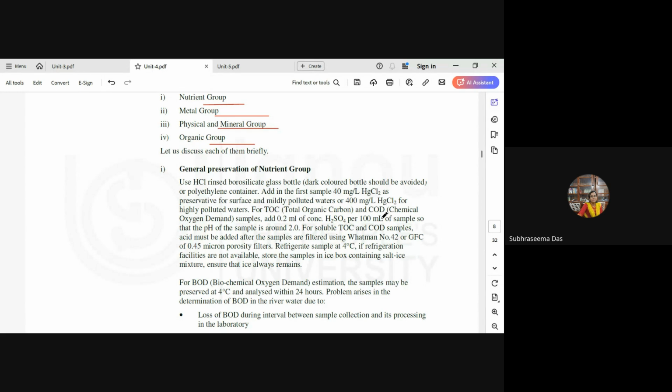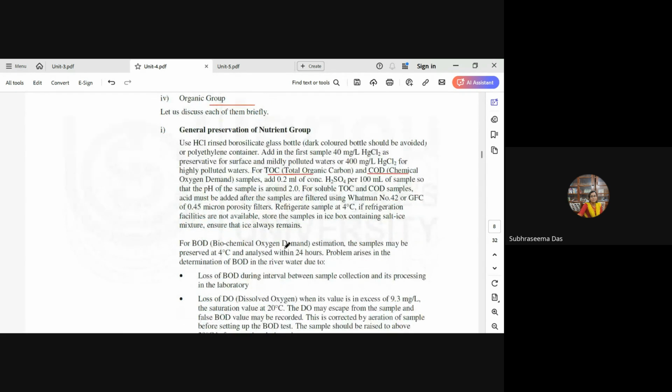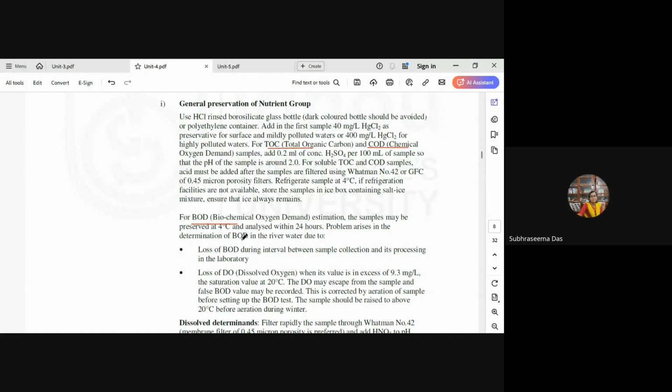For this purpose, we use dark colored, HCl-rinsed borosilicate glass bottles, and these glass bottles are used for the determination of TOC, that is total organic carbon, and COD, that is chemical oxygen demand. For the measurement of BOD, that is biochemical oxygen demand, the water samples that have been collected need to be stored at 4 degrees centigrade. Since this is a bio process, it requires analysis within 24 hours, because the problem with the determination of BOD is the loss of dissolved oxygen. So once the water has been collected, it is advisable that it be analyzed within 24 hours.